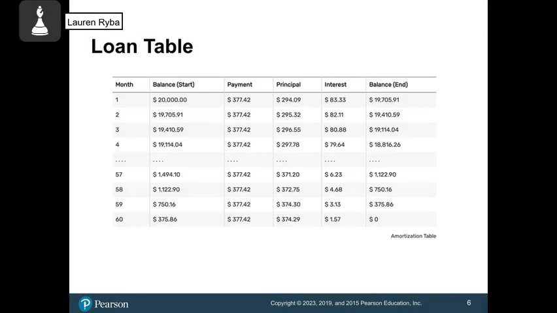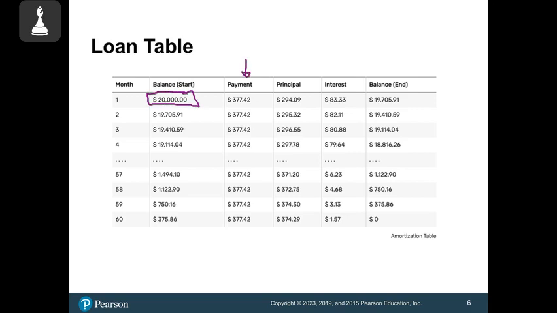Here you can see a portion of what we call a loan amortization table. This loan was held for 60 months, which is 5 years. You can see here that the balance on the loan is $20,000. That is the initial amount for the loan.